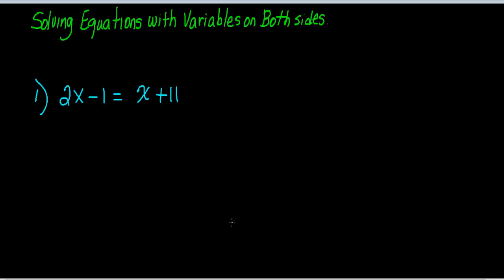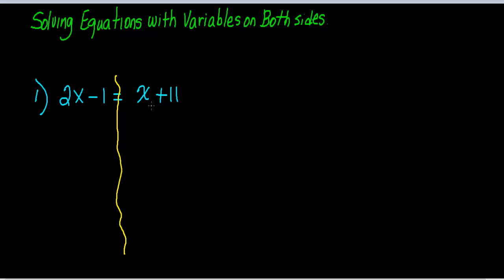Solving equations with variables on both sides. On both sides of what? Well, on both sides of the equal sign. Here's the equal sign. Let's divide that equal sign like we did before, and we call this a river, like a river in between those two sides. So on one side I have 2x, on the other side I also have a variable.